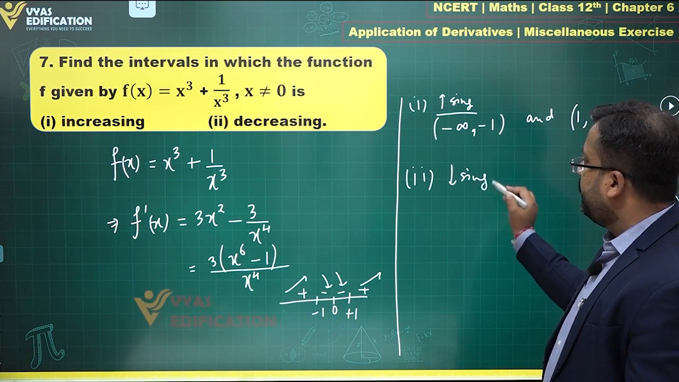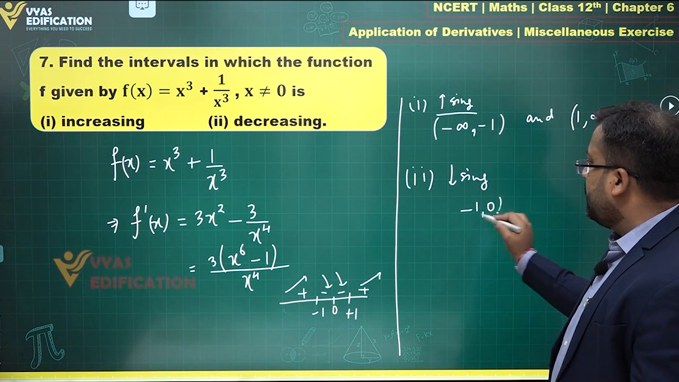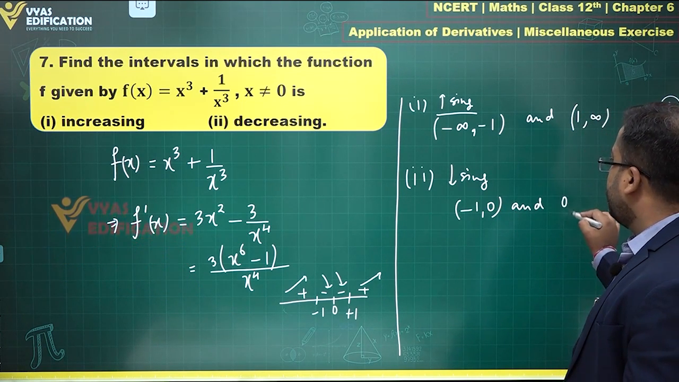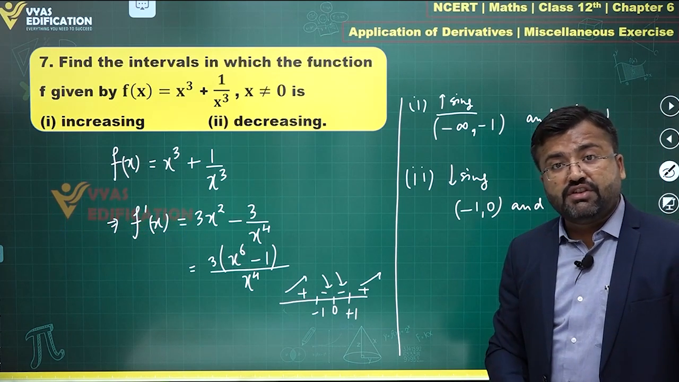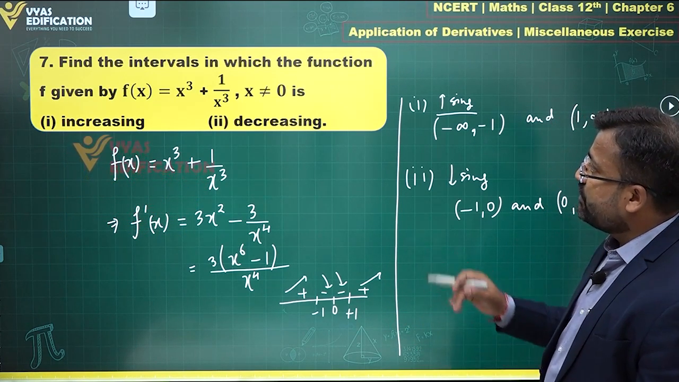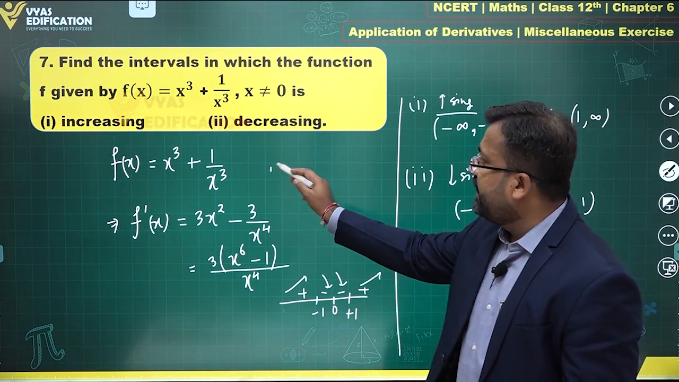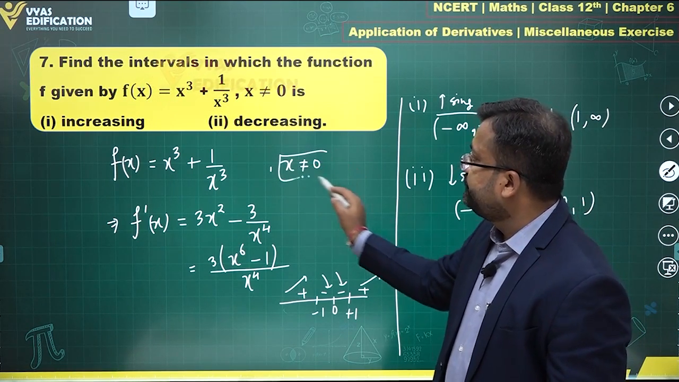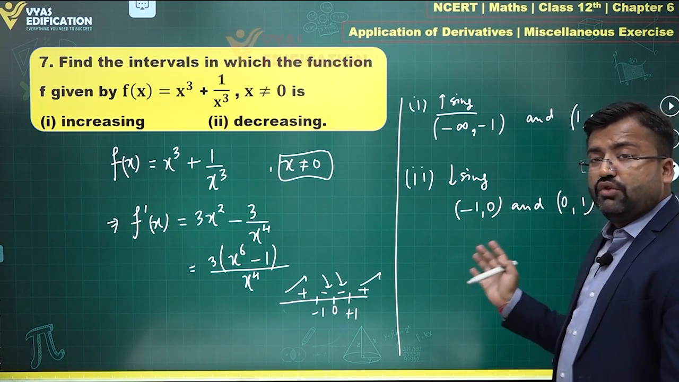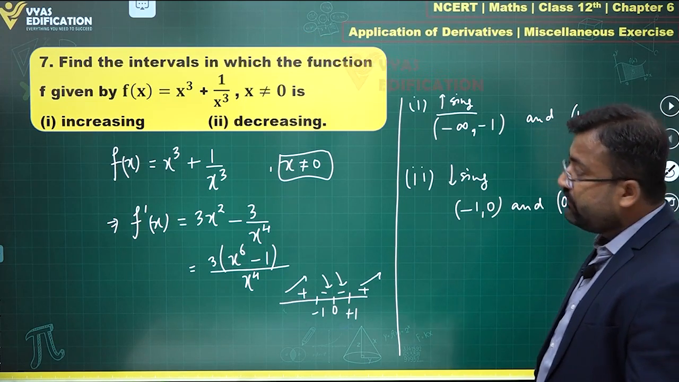For decreasing you'll have (-1, 0) and (0, 1). Those are the intervals in which the function is decreasing. That's what you can observe. x is not equal to 0. Take care of that, right? Okay, and you're good to go. That's a complete solution of this question.